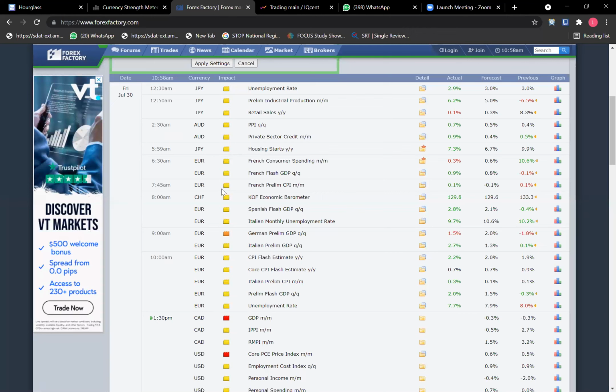If you see yellow, it means you can trade that currency pair. If you see orange, do not trade it. If you see red, do not trade it.